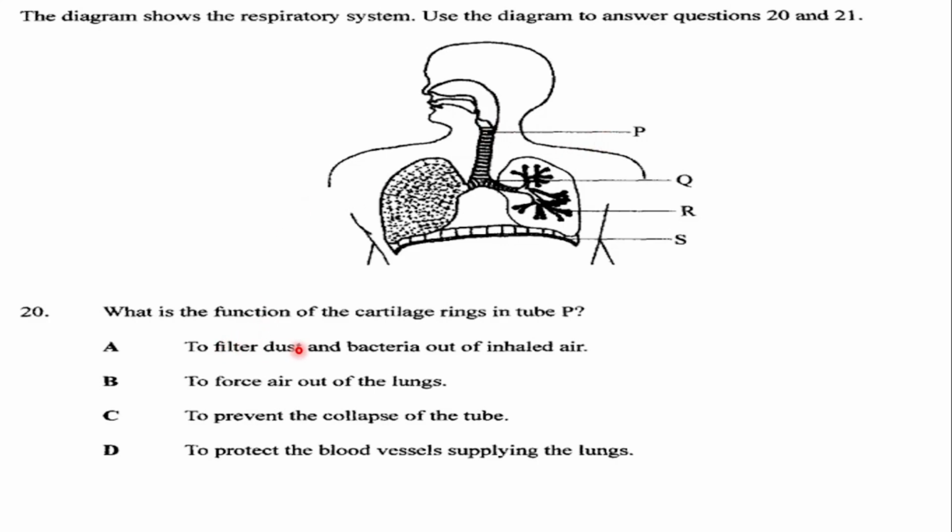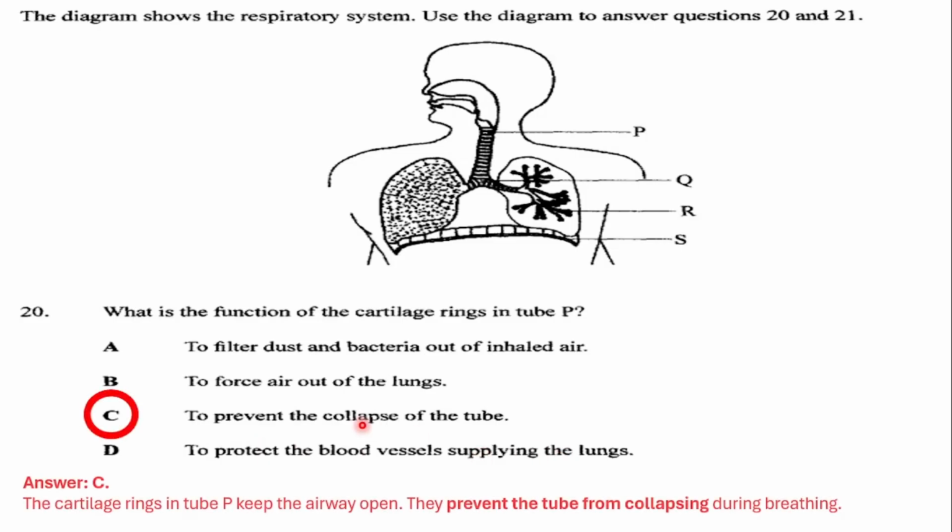Is it A, to filter dust and bacteria out of inhaled air? Is it B, to force air out of the lungs? Is it C, to prevent the collapse of the tube? Or is it D, to protect the blood vessels supplying the lungs? The correct answer is definitely going to be C.